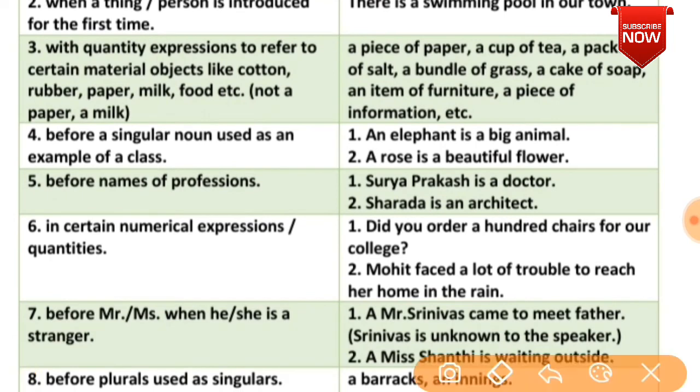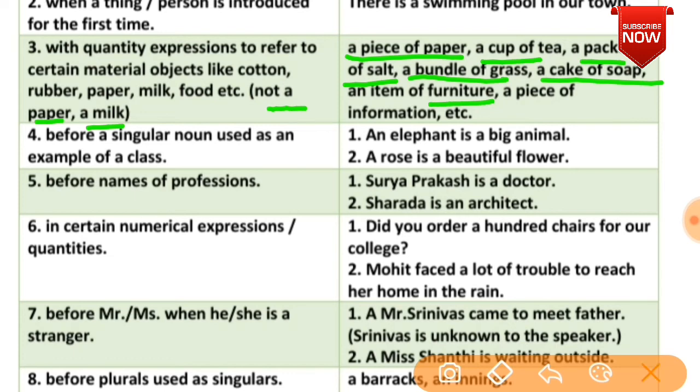Third one, a quantity expression to refer to a certain material object. Certain material should be a quantity expression, like cotton, rubber, paper, milk, food, etc. We need not say or use "a paper" or "a milk". We have to use a piece of paper, a cup of tea, a packet of salt, a bundle of grass, a cake of soap. In this way we have to follow. An item of furniture, a piece of information, etc.